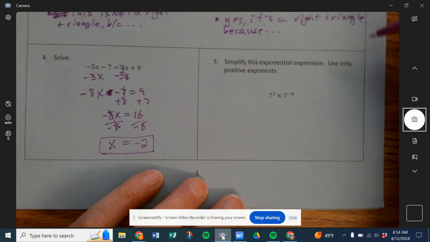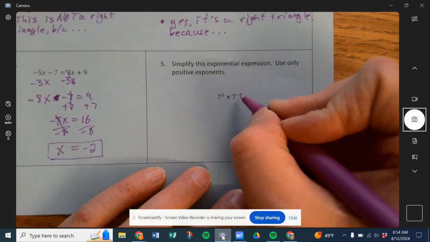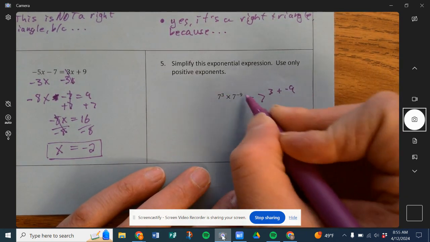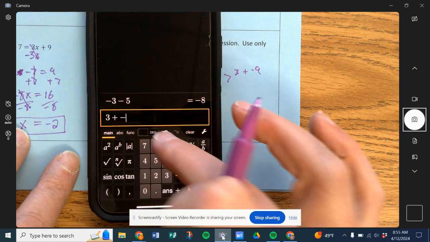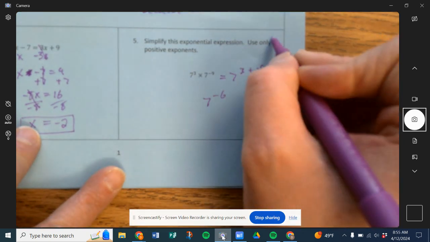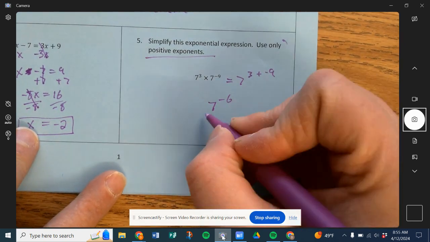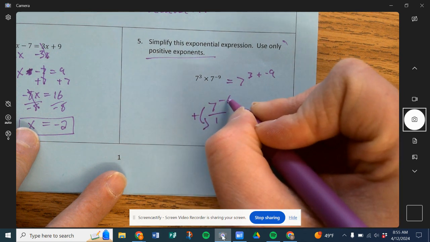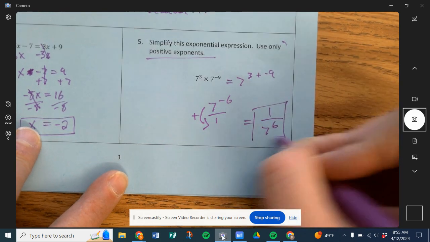Okay. Simplify this exponential expression. Use only positive exponents. So when I'm multiplying like this, it basically simplifies to 3 plus -9. You'll add the exponents. That right there, I can just put this in the calculator, right? 3 plus -9 gets us to -6. So that becomes 7 to the power of -6. However, we only want positive exponents. So what happens here, that's a fraction. I bring it down to the bottom, and I change that negative to a positive. So our final answer is 1 over 7 to the power of 6. There you go.